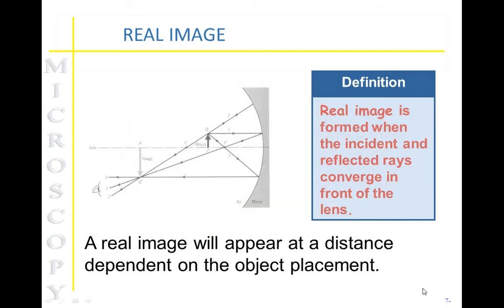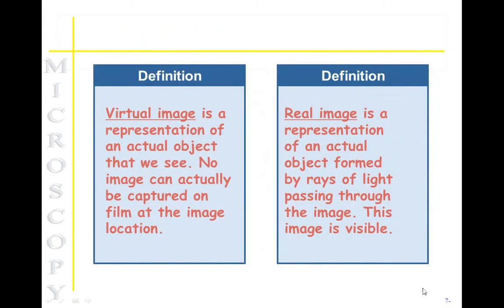A real image is going to be formed when the incident and the reflected rays converge in front of the lens. So a real image will appear at a distance dependent on the actual placement of the object itself. A virtual image is going to be a representation of that actual image that we see. However, the image itself cannot be captured on film, where a real image is also a representation of that actual object formed, but this image can be captured. It's actually visible.